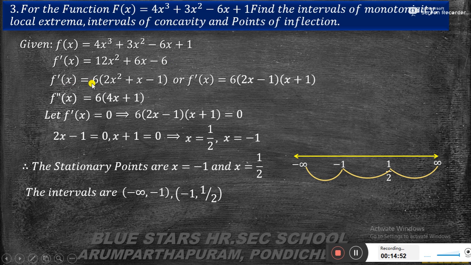Therefore f'(x) equals, now you see here every number is a multiple of 6, so I take the 6 out of each term. So I take 6 from the first term: 12 factorizes into 6 times 2, so taking 6 from 12x², the remaining factor is 2x². Then from the second term 6x, taking 6, the remaining factor is x. Next, from the third term, taking 6, we get minus 1. So therefore f'(x) equals 6 times (2x² + x - 1).